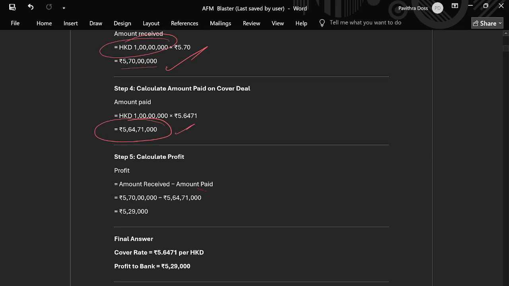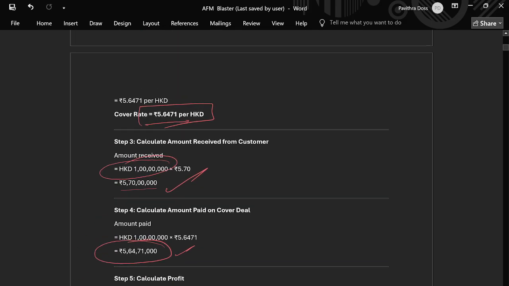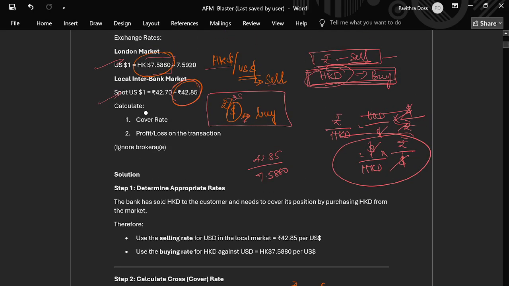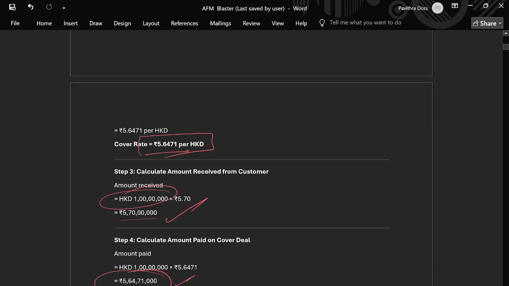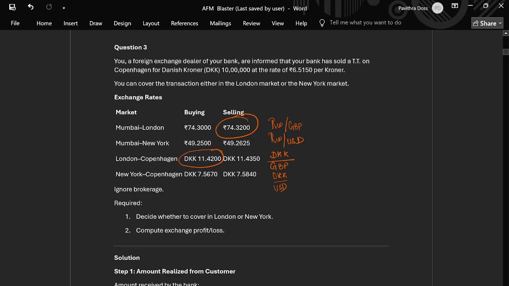So what is the profit we would have got, right? This is the profit we would have got. Clear? So this is a very simple problem. One thing is that to do the cross rate and then to arrive at the value which is rupee per Hong Kong dollar. If it is ulta, then we will also inverse it. So this is our question number 2. Moving on to question number 3.